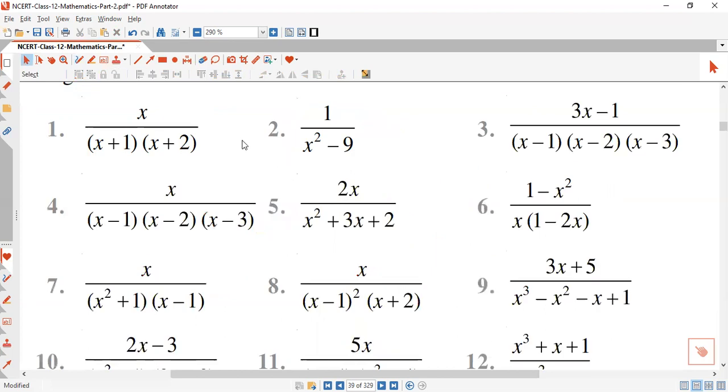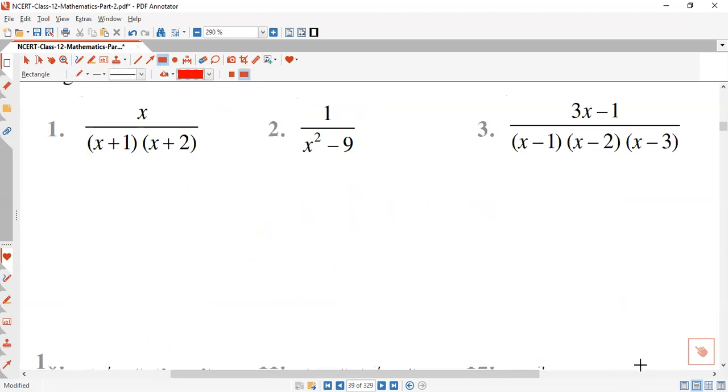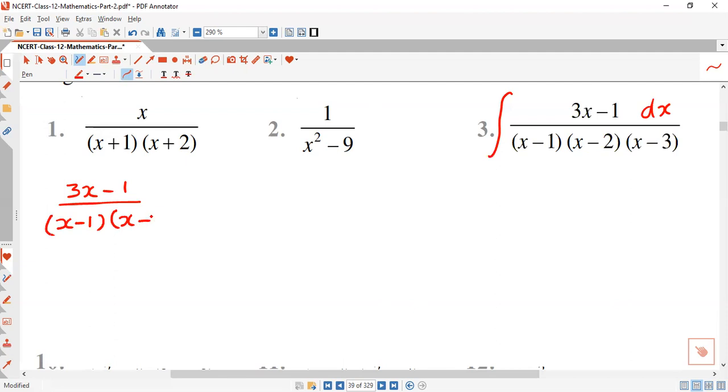Question number 3. You see in this question, the denominator has factors, and I want to do the integration of this part. So first of all, I would like to factor that part. Say how many factors are there: 3x minus 1 divided by x minus 1, x minus 2, x minus 3. My first step, we will do the partial fraction.